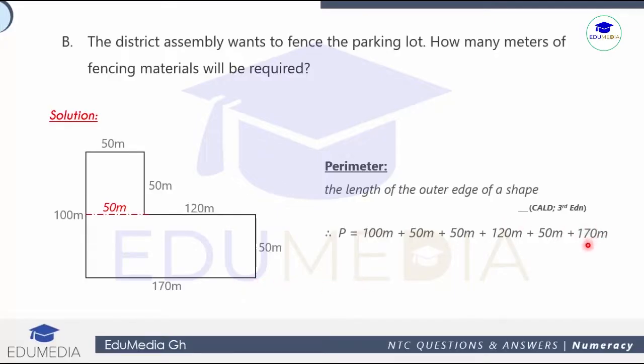So adding up everything, all the figures around this particular shape, we end up having 540 meters. So the perimeter of this particular shape is 540 meters. Now to our next question.